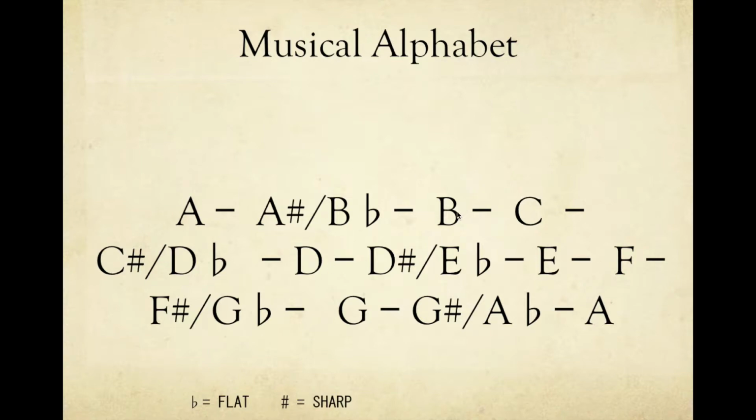If you notice, B does not have a sharp and C does not have a flat. This is just how it goes. This is the way it was created when Mozart and Beethoven were writing music.